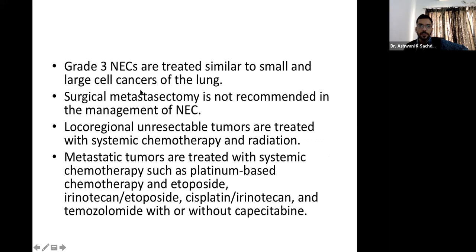Grade 3 neuroendocrine tumors are treated similar to small cell and large cell cancer of the lung. Metastasectomy is also not recommended in neuroendocrine cancers. Locoregional unresectable disease is treated with systemic chemotherapy and radiation therapy, as in small cell lung cancer. And metastatic tumors are treated with systemic chemotherapy, that is platinum based with etoposide, irinotecan etoposide, and other combinations.